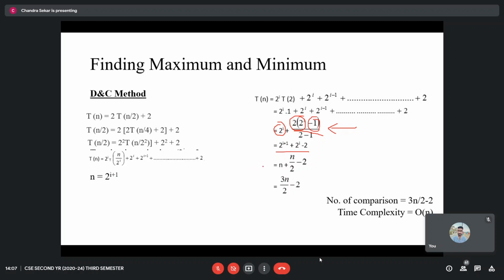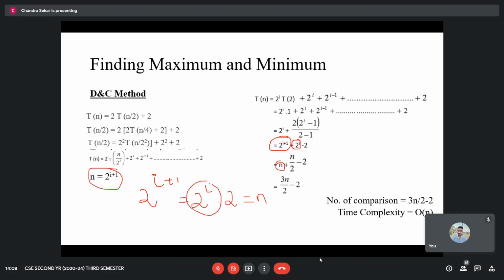What I'm trying to derive in this derivation is how many comparisons are required if the DNC method is used. So that is my target or the objective I'm trying to achieve in this derivation. So what I'm going to do is substitute this I plus 1 with n. So 2 power I plus 1, I'm substituting with n, and 2 power I plus 1 is equal to 2 power I into 2, that is equal to n.